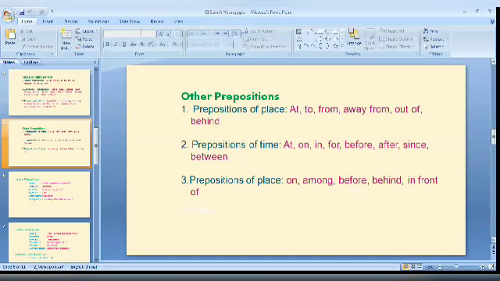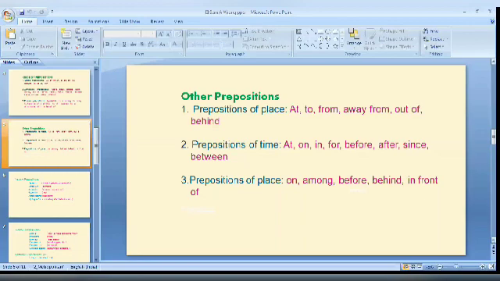And on also indicates time. For example, when are you coming? Then the person may say that I am coming on Monday. So before Monday, he is using the preposition on. So that is also indicating the time.